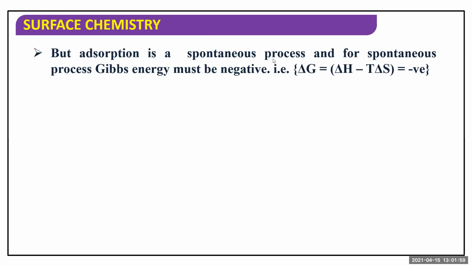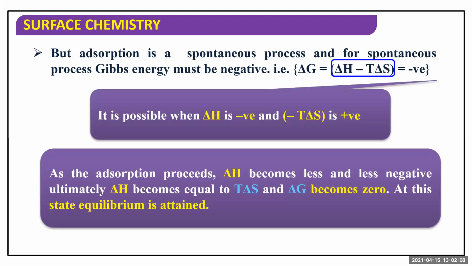But adsorption is a spontaneous process. We already said that for a spontaneous process, Gibbs free energy must be negative. So what happened? It is possible when delta H is negative. As the adsorption proceeds, delta H becomes less and less negative. Ultimately, delta H becomes equal to T delta S, and delta G becomes zero at equilibrium. This state is known as equilibrium.